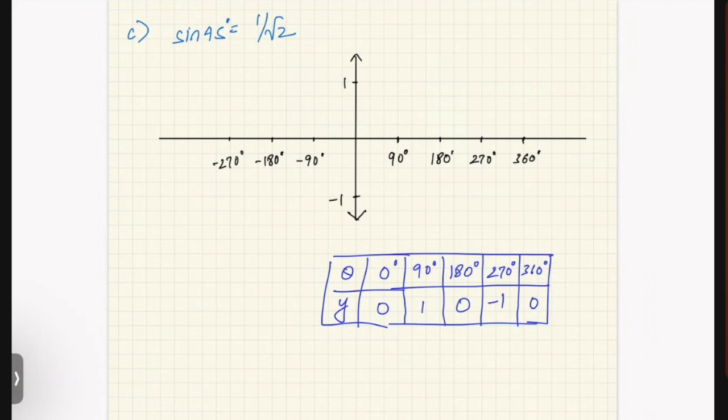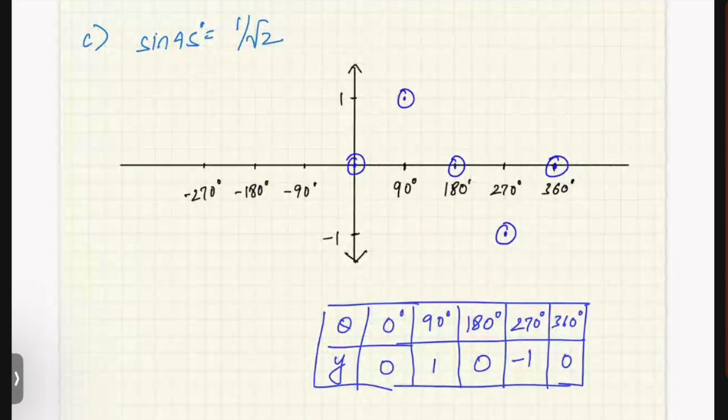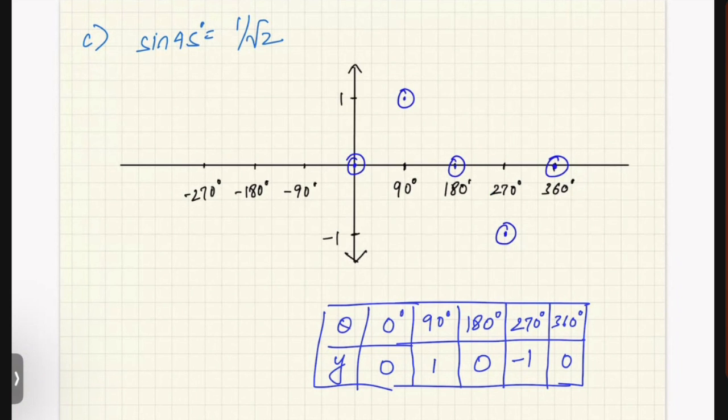So 0 comma 0 will be here. At 90 it's 1, 180 is 0, 270 is minus 1, 360 is 0. They are asking about 1 by root 3. We will give them 3 values for our practice. 270 will be here, and then at 360 it will come down and become 0. Let's join this smoothly, and don't worry, there will be some discrepancy in the angle. It shouldn't be a problem.